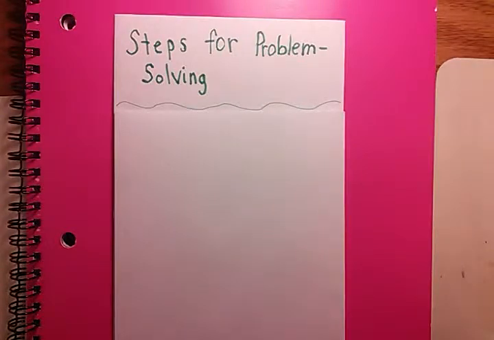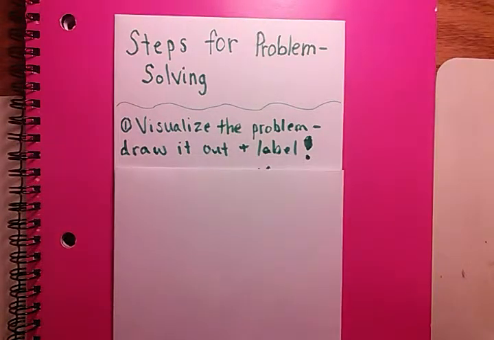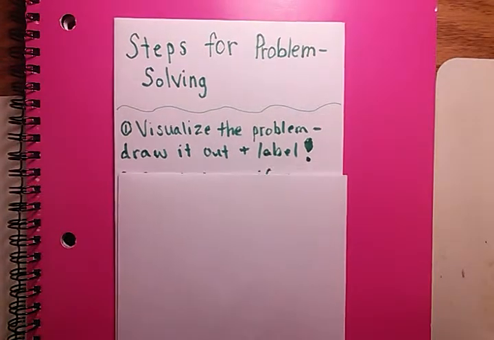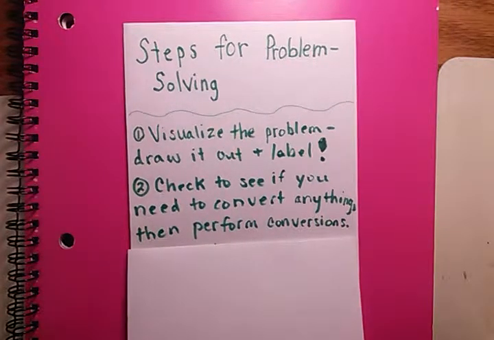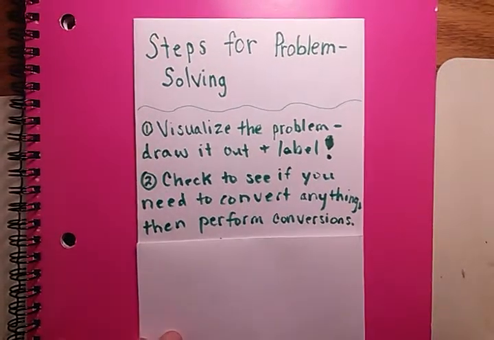In this video, you'll be learning the steps for problem solving. So this is just a general guideline to how you should solve word problems in my class. The first step is to visualize the problem, draw it out and label. The second step is to check to see if you need to convert anything, then perform conversions.